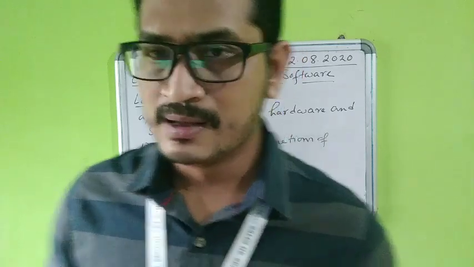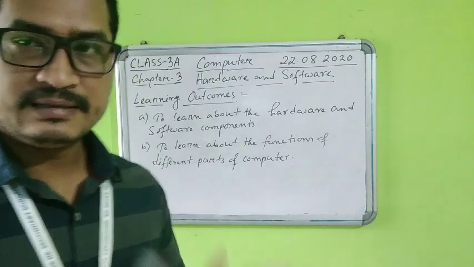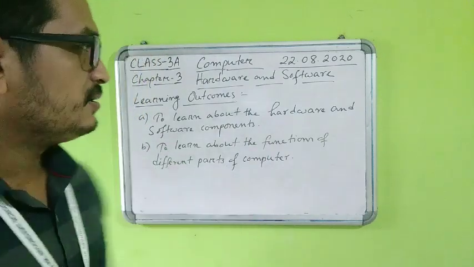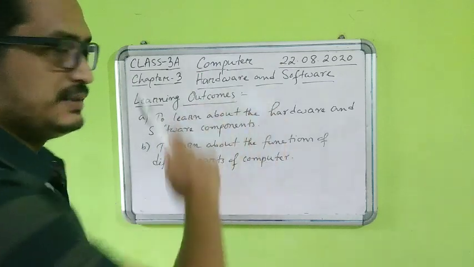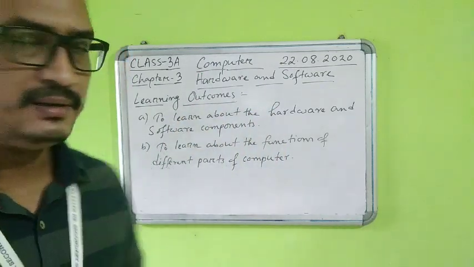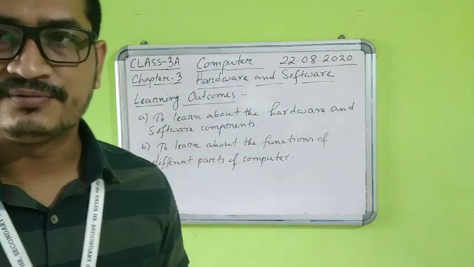Please take out your textbook and copies, because you need to write down the objective and other details also. Today's video may be a little bit longer, since we need to cover many things in today's period itself. So students, first of all, please take out your copy and write down today's date, then chapter 3 and the name of the chapter first. That's the heading of the chapter: hardware and software.